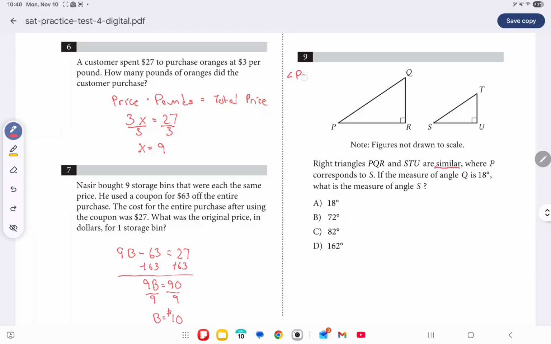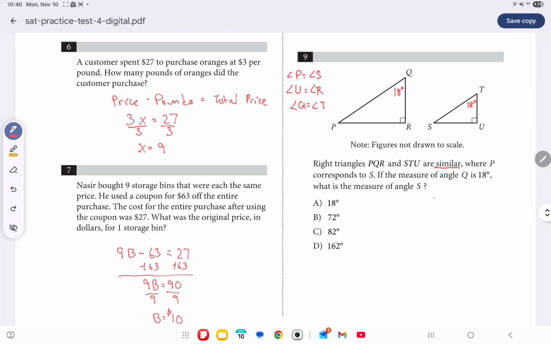So angle P is congruent to angle S. Angle U is congruent to angle R. And angle Q is congruent to angle T. Okay. So it says here angle Q is 18 degrees, which means that this is also 18 degrees. Okay.